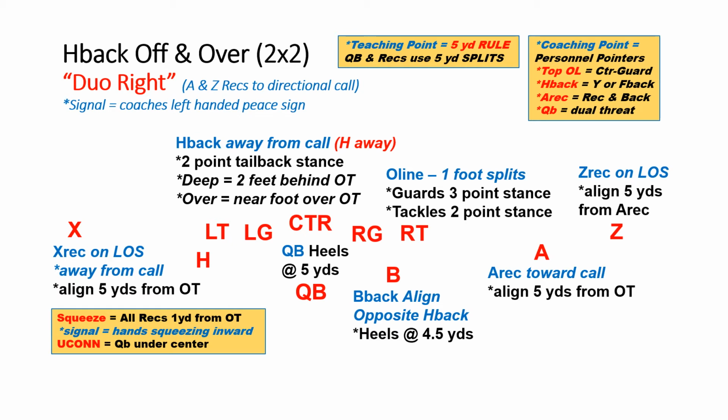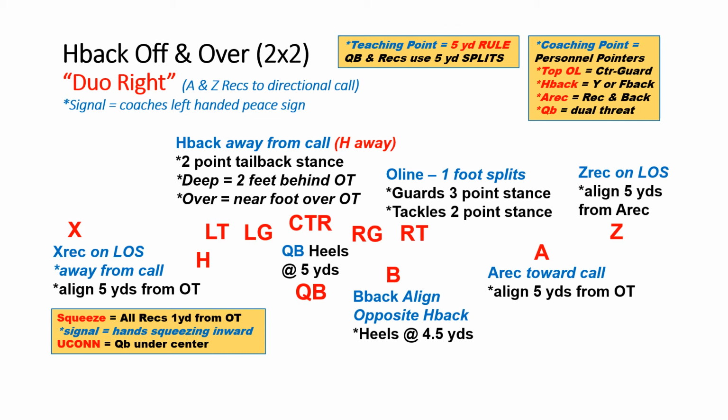This is a 5-yard rule, meaning the A and the Z are going to go towards the call, and the A is going to split 5 yards from the tackle, and the Z is going to be 5 yards from the A. The H and the X will always align away from the call. Again, 5-yard rule, the X will align 5 yards from the tackle.